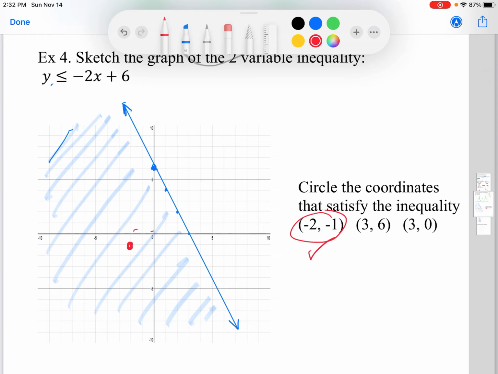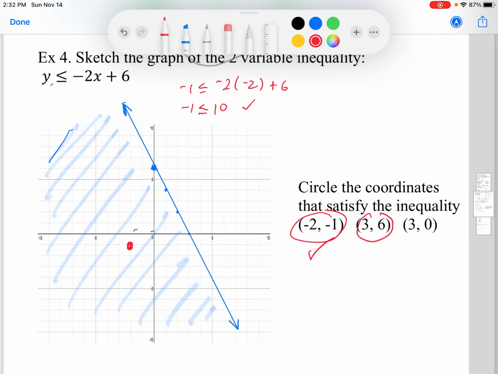Furthermore, it satisfies the inequality when I plug in the y. So I get -1 is greater than or equal to +10. That's a check. So that's the check of that coordinate. It's in the solution region, and when I plug it into the actual inequality, it works.